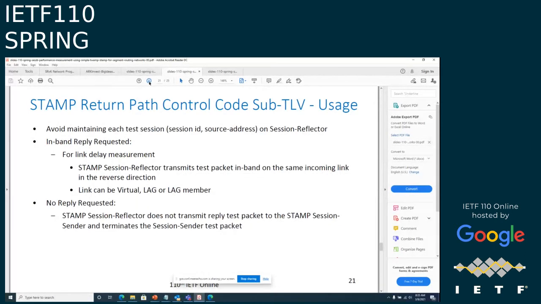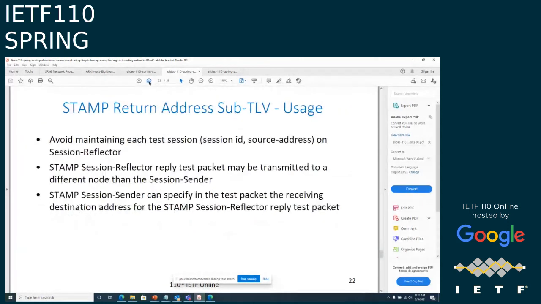So this discusses the usage of it. There were some comments that we had extensions, but it wasn't clear how they are being used, as the draft was split into two drafts. So this defines that the control code is being used for the link delay measurement, where the reflector looks at it and sends the reply in band on the same link where the test packet is received. Next slide, please.